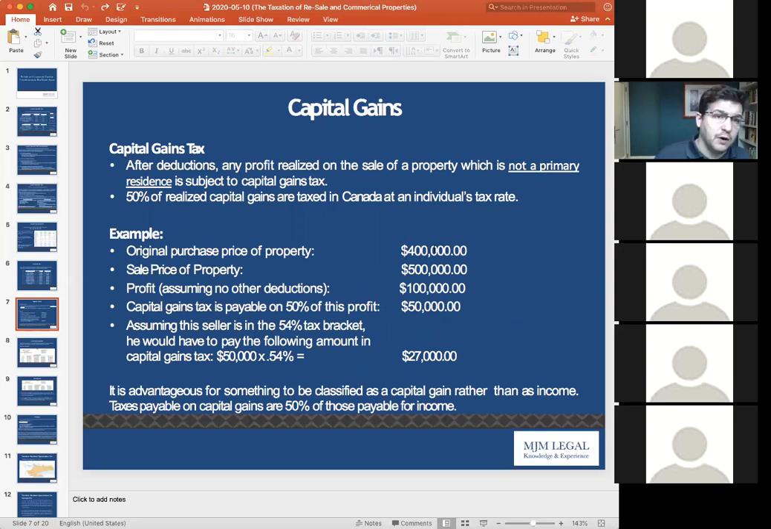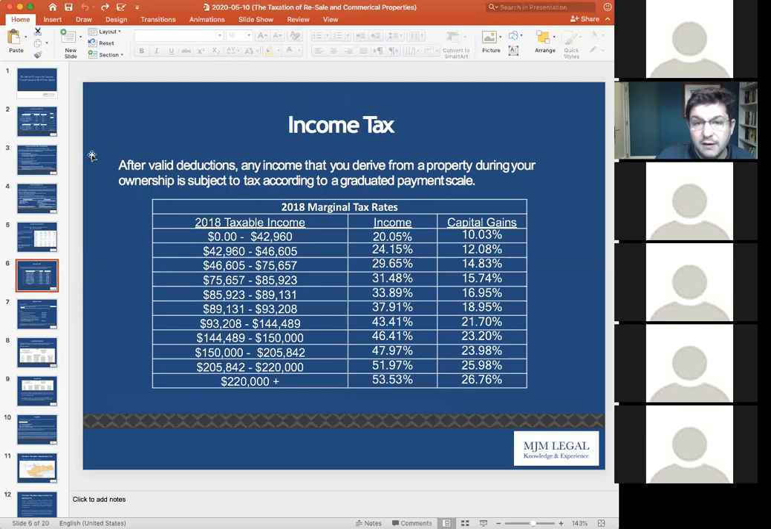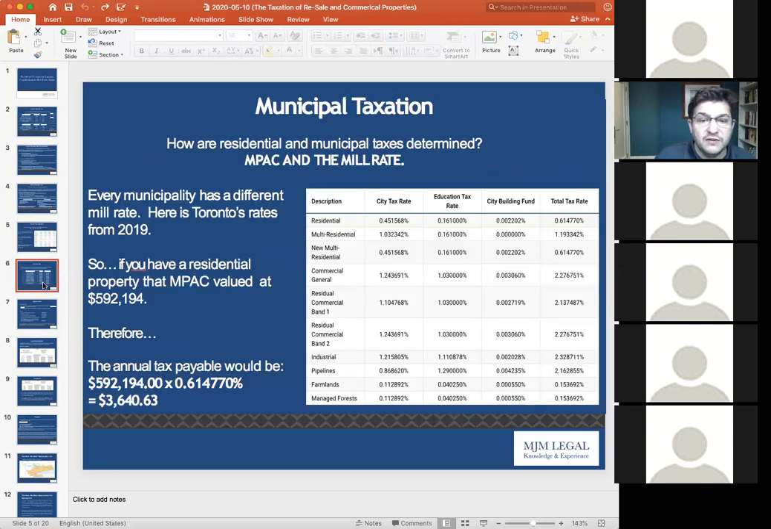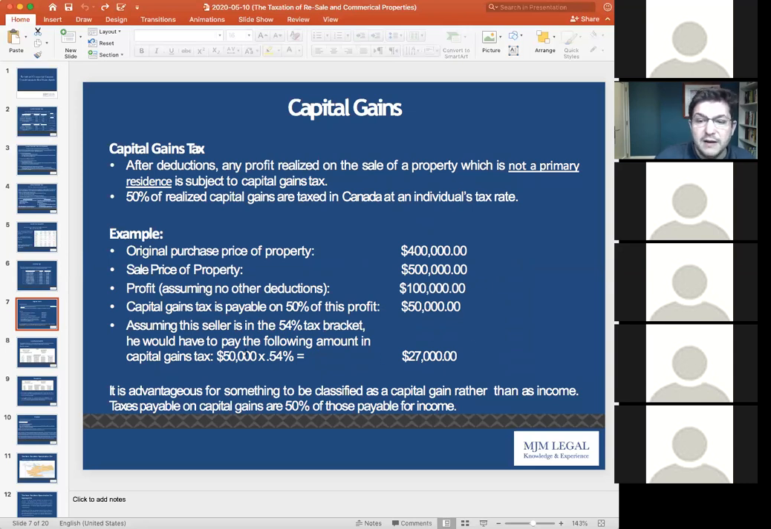If your original purchase price is $400,000 and the sale of your property is $500,000, the profit, assuming that you have no other deduction, is $100,000. Your capital gains payable is 50% of that profit, and assuming that the seller is in the highest tax bracket, 54%, like this amount here, so they've earned over $220,000 a year from their, say, normal employment, then they have to pay tax on that $50,000, so half of a $100,000 gain is paid at 54%. They have to pay $27,000 to the government. So it's hugely advantageous for something to be classified as capital gain as opposed to income. And I've actually gone into this in great detail just a couple of video sessions ago.